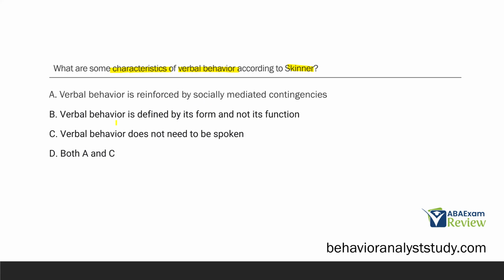C, verbal behavior does not need to be spoken. Now, what verbal behavior might not be spoken? What about sign language? What about pictures? What about alternative communication devices? There are many ways to communicate verbally that aren't vocal. Verbal and vocal are two different things. So, according to Skinner, verbal behavior is reinforced by socially mediated contingencies, and verbal behavior does not need to be spoken. So the answer here would be D, both A and C.